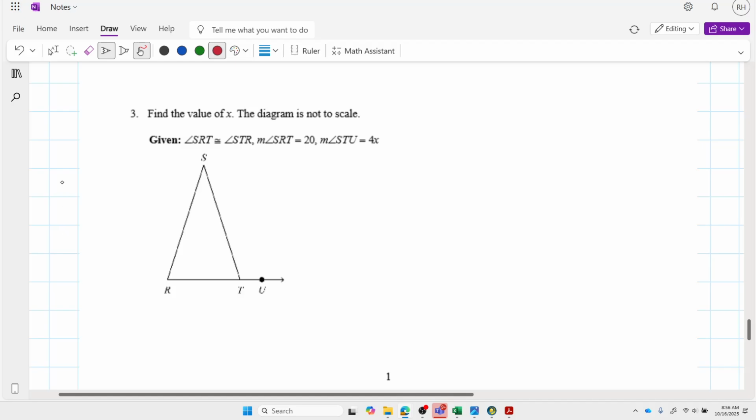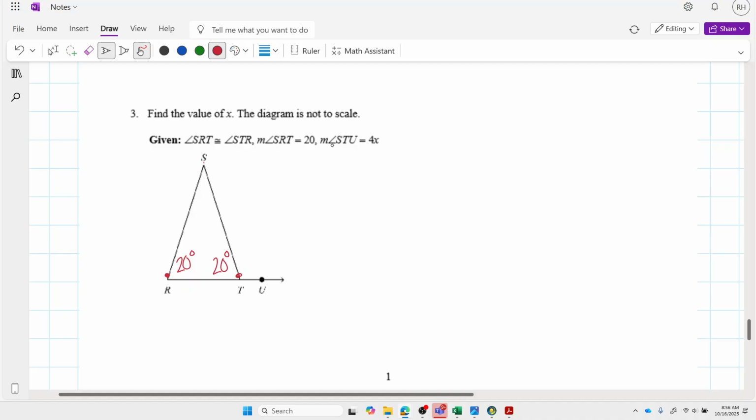In problem number 3, find the value of x. The diagram is not to scale. All right, angle SRT, S down to R over to T, is this angle right here, is equal to angle STR, S to T to R, this angle. The measure of SRT equals 20. So this is 20 degrees, and so this is 20 degrees.